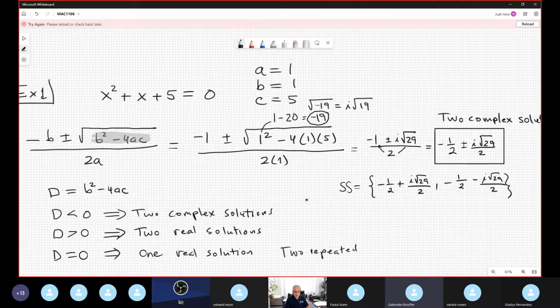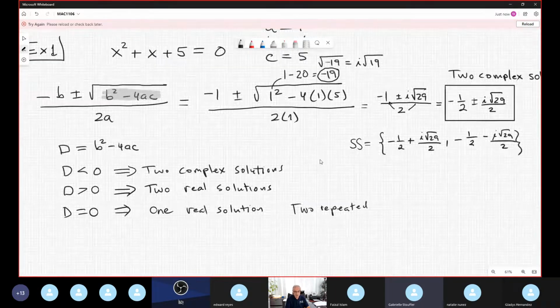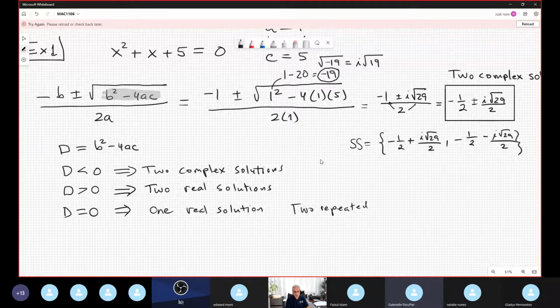Okay, repeated. Now this repetition is called multiplicity. But no, I don't want to study it now. You will study multiplicity in detail in chapter 2, not in chapter 1. Everyone follow me so far?